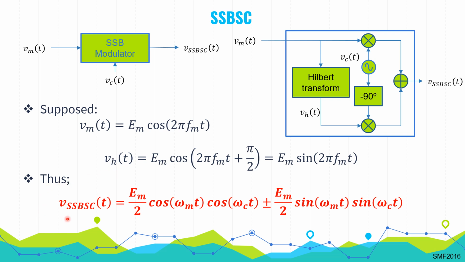Using these, the SSBSC signal V sub SSBSC of t can be expressed as V sub SSBSC of t is equal to E sub m divided by 2 cosine of omega sub m times t times cosine of omega sub c times t plus or minus E sub m divided by 2 sine of omega sub m times t times sine of omega sub c times t. The plus sign corresponds to the lower sideband, LSB, and the minus sign corresponds to the upper sideband, USB. This allows us to choose which sideband to transmit.